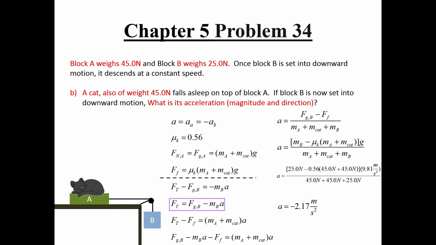But remember, because of the way I defined A above, this is actually the opposite value for the acceleration of B, meaning that the acceleration of block B is upward at 2.17 meters per second squared, which checks out perfectly with our prediction at the beginning of this part.